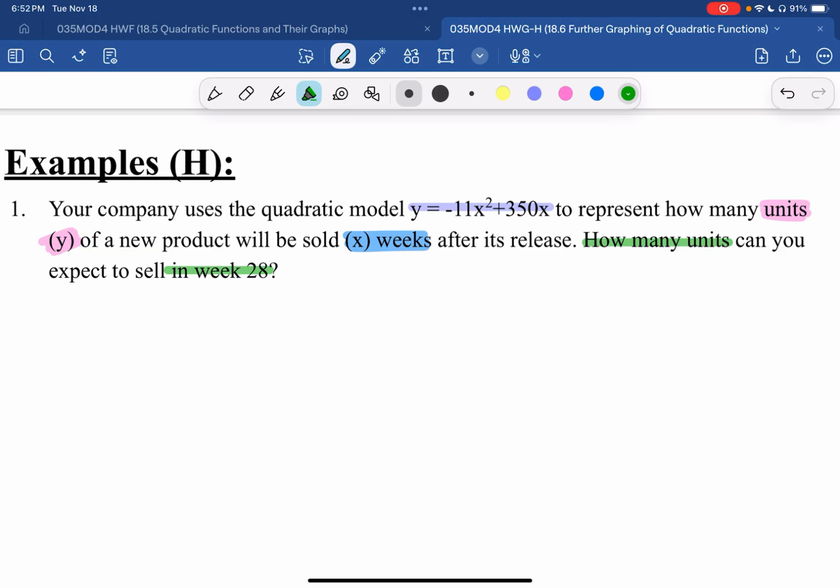So they give us a function, they give us a value, we're going to plug that in. So our function, y equals negative 11x squared plus 350x, and then they give us this value of 28. And so it says 28, and that's week 28. So if we look here, x is the number of weeks. That means that x is our 28. So I'm going to plug that in.